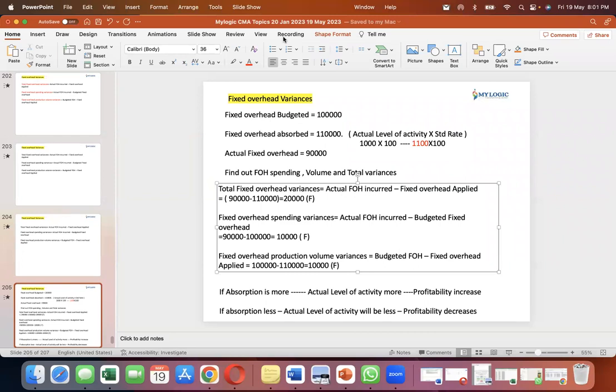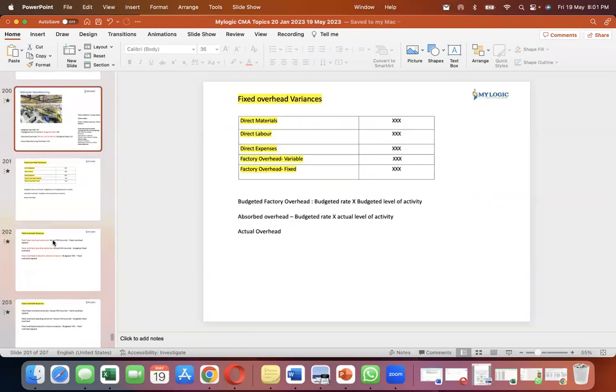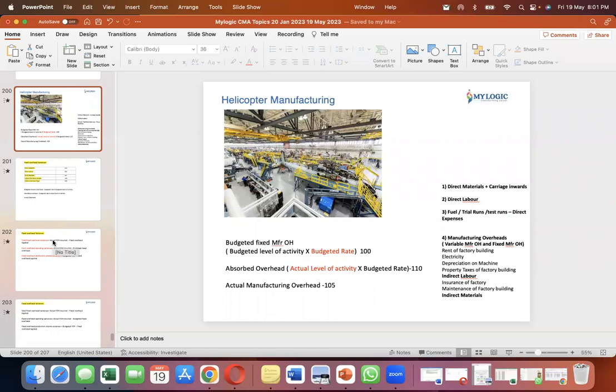Now, let me summarize what we discussed today. We started our discussion with this helicopter manufacturing segment. We said what is direct material, which is directly attributable, like steel. We were coming to what is fixed overhead; you need to understand that concept. We explained direct labor, 10 people assigned to a particular project. We discussed direct expenses, which is fuel or trial runs, again directly attributable to production. Then we discussed there may be a whole lot of expenditure which cannot be directly attributable, which cannot be identified against a project.